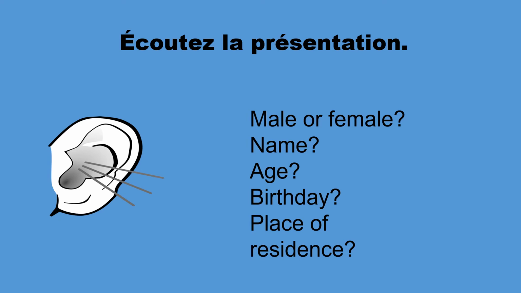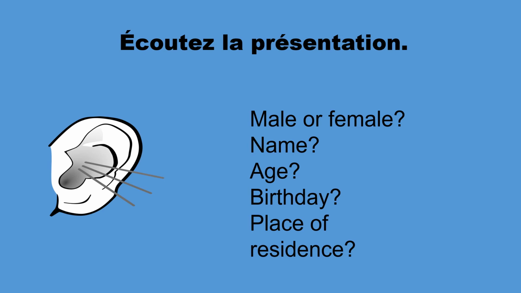Bonjour, je me présente. Je m'appelle Sébastien Marnier. Marnier, ça s'écrit M-A-R-N-I-E-R. J'habite à Paris. Mon anniversaire, c'est le 26 juillet. J'ai 31 ans.